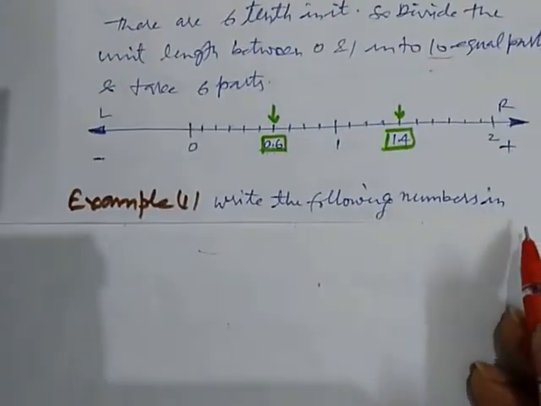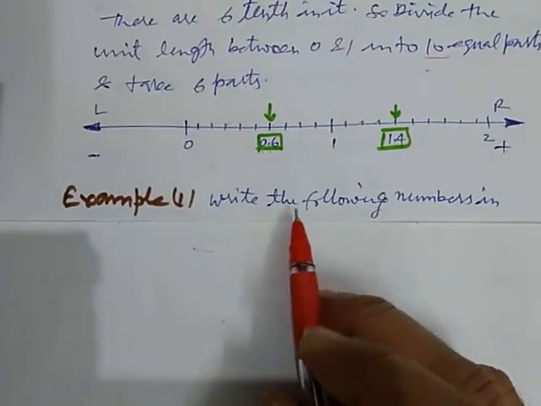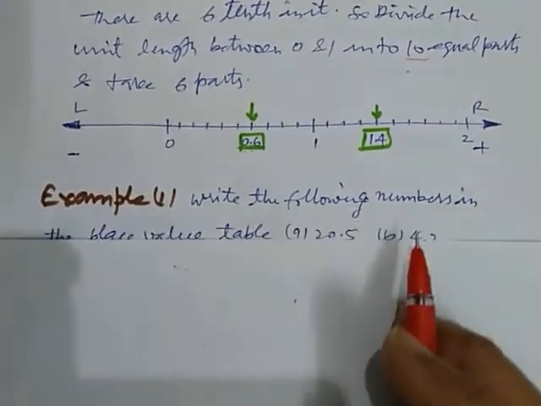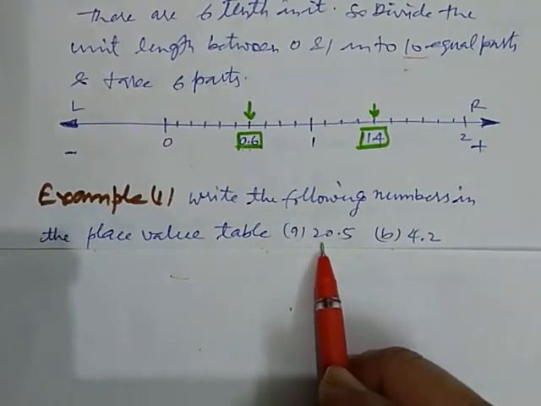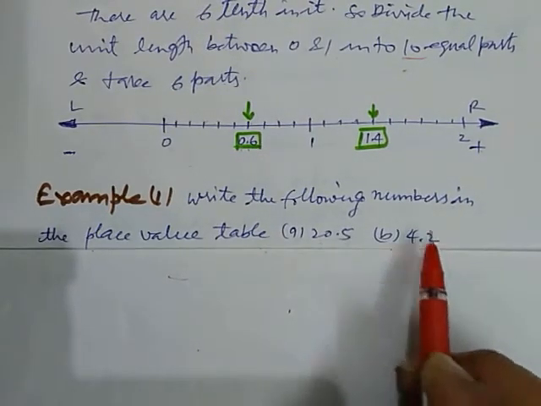Now we solve some examples. Write the following numbers in the place value table. First is 20.5 and second is 4.2.